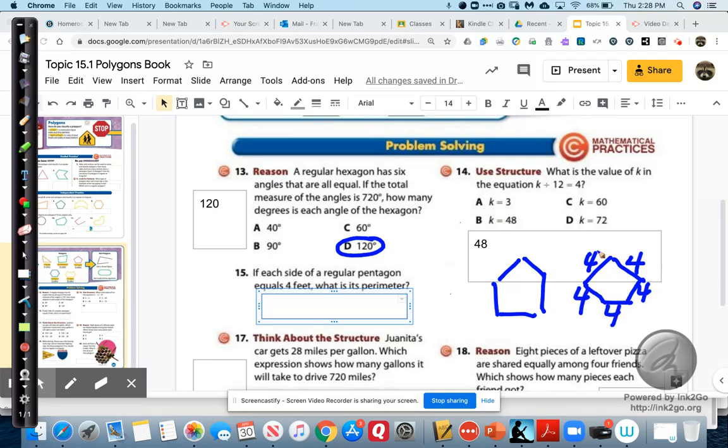So the perimeter is the distance around the outside. So we would add those together. So it'd be 4 plus 4 plus 4 plus 4 plus 4, or 4 times 5, which would be equal to 20 feet. Now remember, in perimeter, we're not putting in the cubed. No, it's just 20 feet. We're only doing the distance around. So we'll just put 20 feet. Okay, let's move on to the next one.